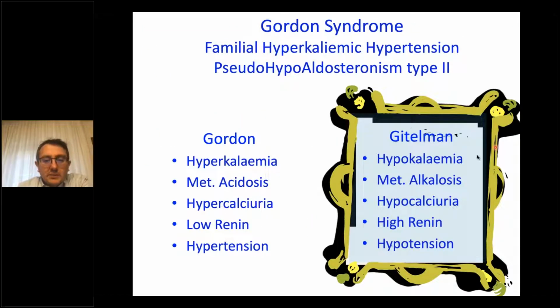Actually, the Gordon syndrome is the specular condition to the Gitelman syndrome. And if Gitelman syndrome is due to loss of function mutation of NCC, the genes involved in the Gordon syndrome are increasing the activity of NCC. And so they are leading to hyperkalemia instead of hypokalemia, metabolic acidosis instead of alkalosis, hypercalciuria instead of hypocalciuria, and low levels of renin and aldosterone.